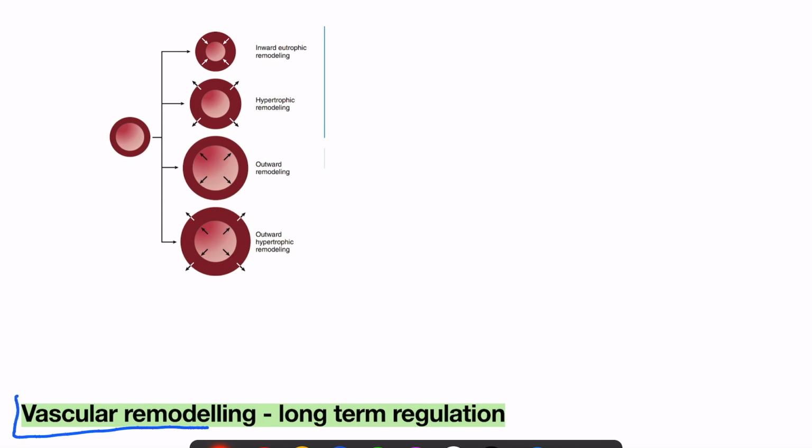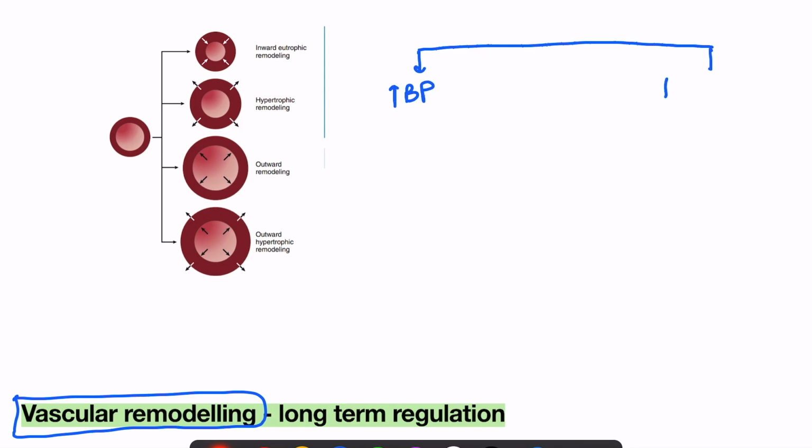Vascular remodeling, that is, there are changes in the vessel wall itself. So here it shows 4 types of remodeling. Let me just make a flow chart in this. So there are 2 ways in which remodeling can take place. One, with increase in the blood pressure, and the other is with increase in the blood flow.